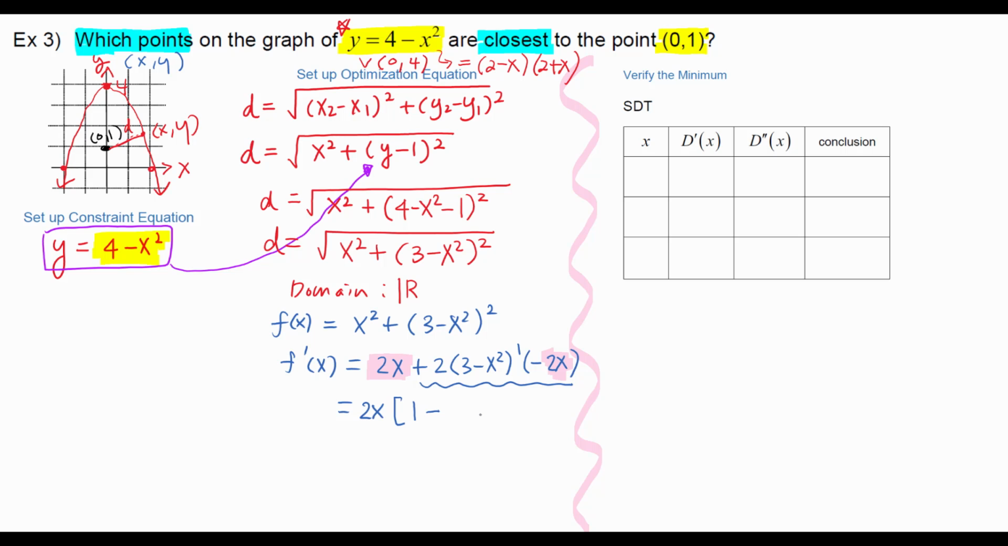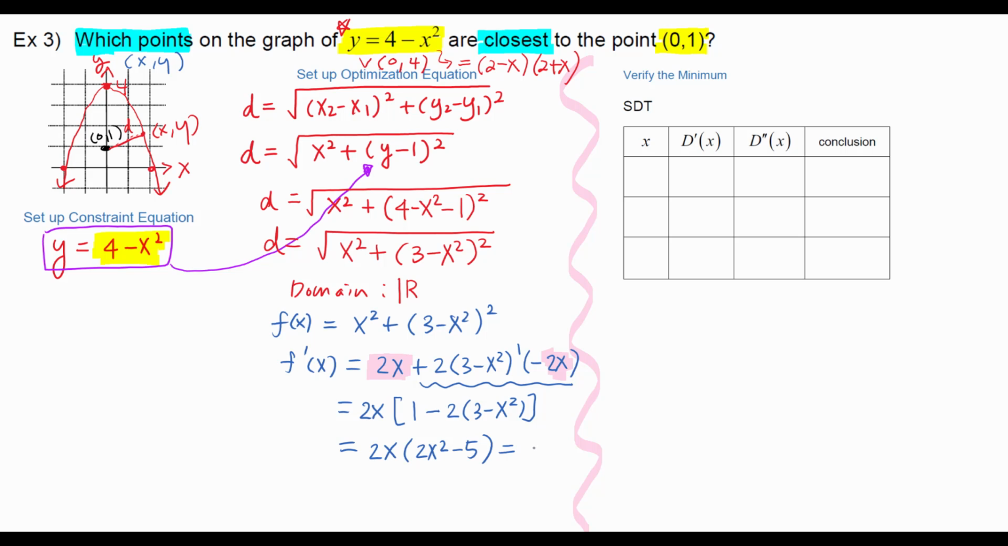So it's going to be negative. And since 2x is out, what you have left is the 2 times the 3 minus x squared. So if you simplify that, you get 2x times negative 2 times negative x squared is a 2x squared. Negative 2 times 3 is negative 6. Negative 6 plus 1 is negative 5. And that's what my f prime is.